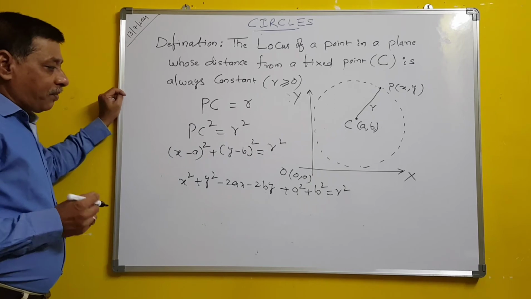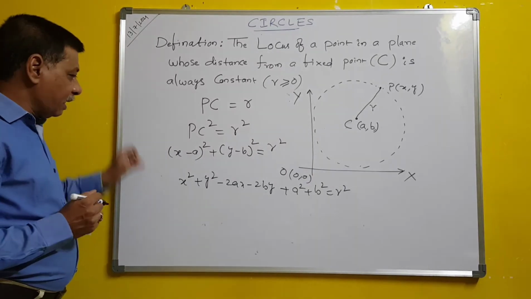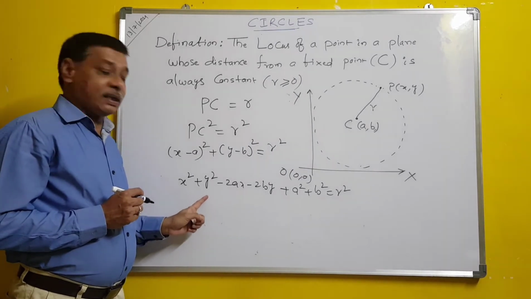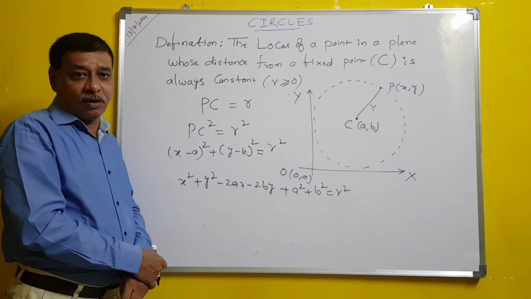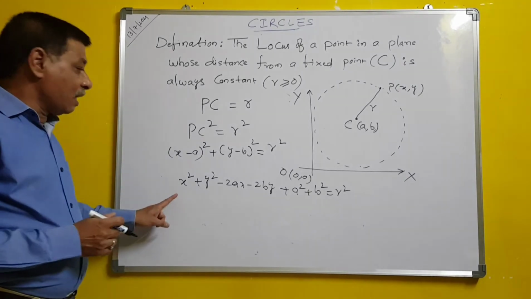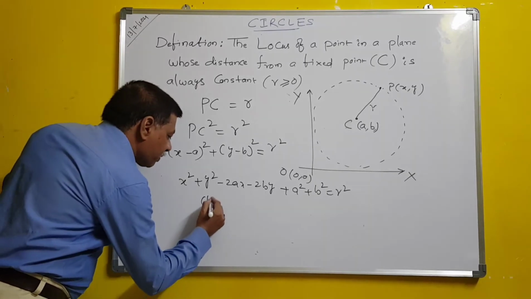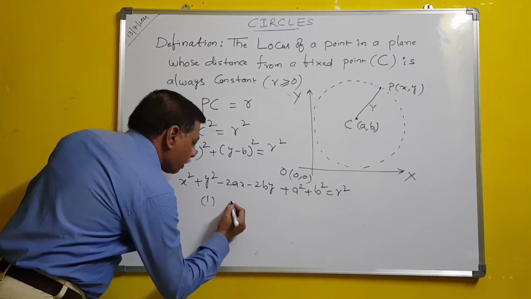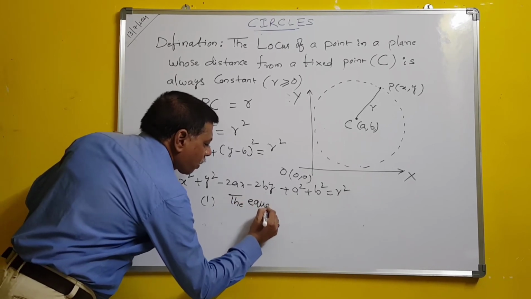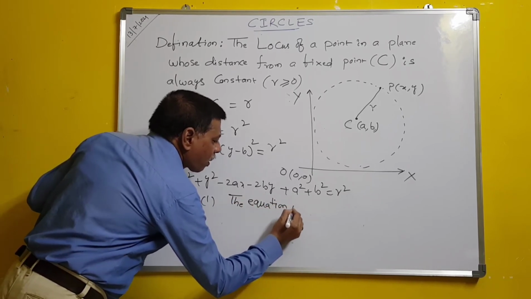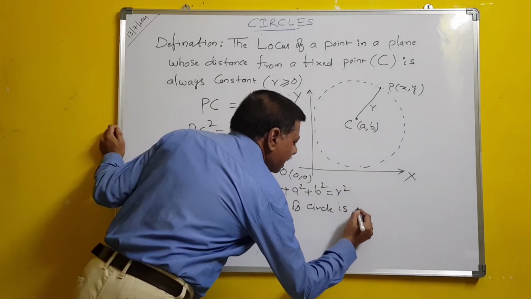Now from this equation, there are certain properties that we can observe. The first thing is that the equation of circle is a second degree equation, unlike the straight line equation, which is always a linear equation, whereas here the circle equation is a second degree equation. So the first property which we are observing is that the equation of circle is a second degree equation.